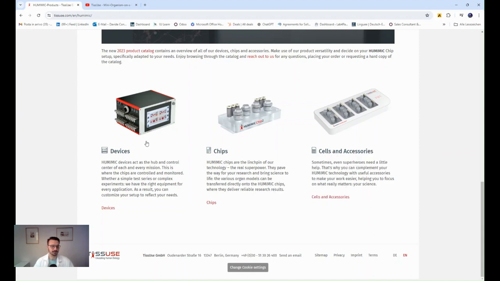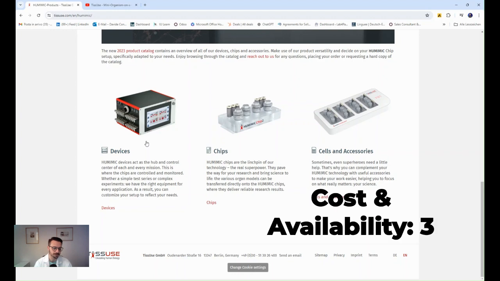In terms of cost and availability, these are really customized. These are not standard parts that you will find anywhere. And then it comes with a device. So altogether, the cost is a little bit higher compared to a kind of test where you would find most of the parts also available in the market. So in terms of cost and availability, we would give it a 3.